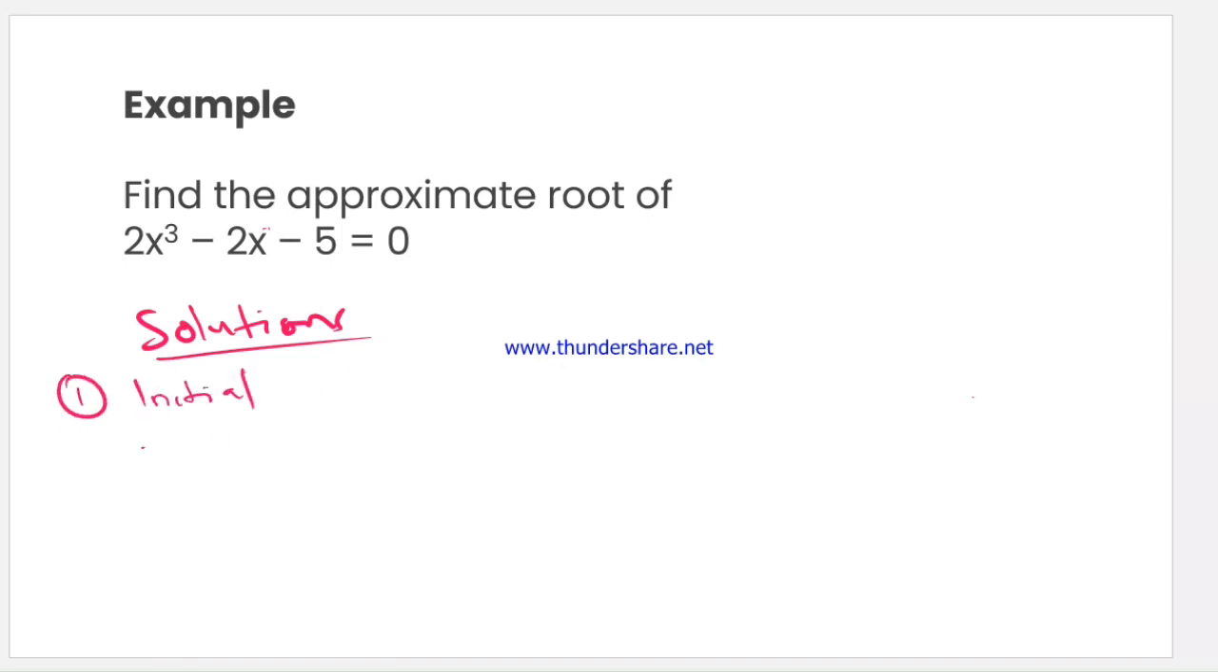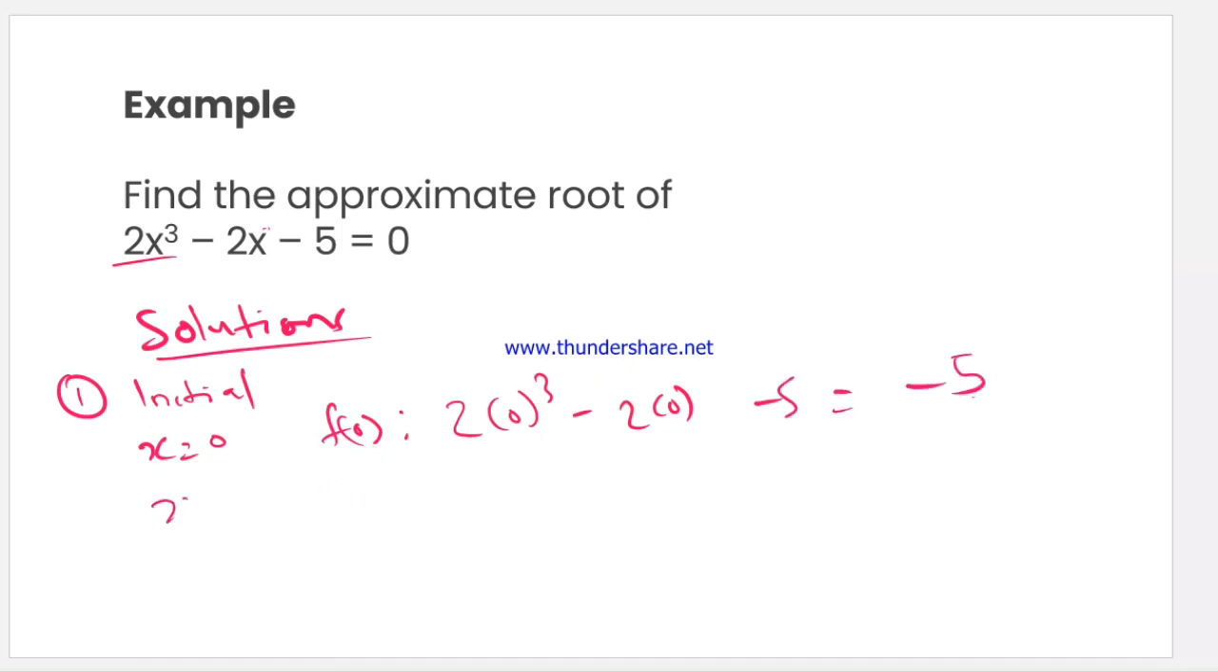And we have to apply the condition. So if we assume that x is equal to 0, our f of 0 will become 2 times 0 cubed minus 2 times 0 minus 5, which gives us minus 5, which is to the left. Then we assume next x is equal to 1, f of 1 is 2 times 1 cubed minus 2 times 1 minus 5 equals minus 5, which is also to the left. Both are negative. So that means we still need to move forward.